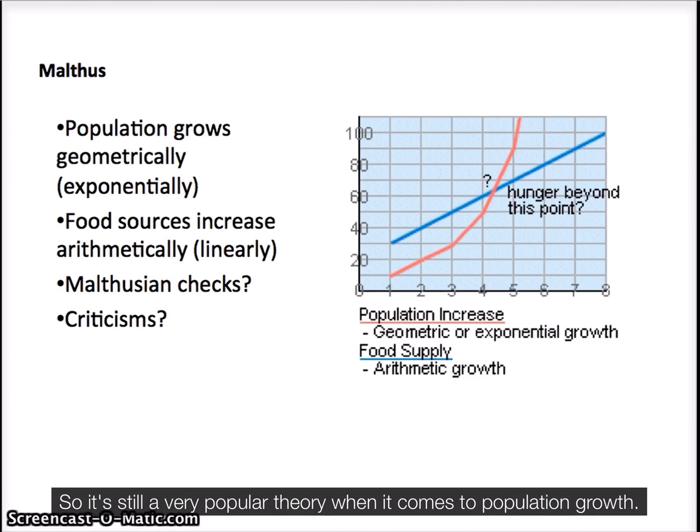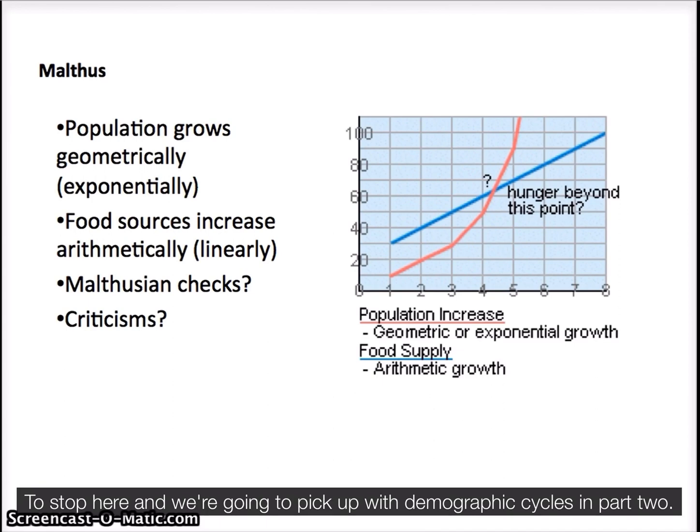We're going to stop here, and we're going to pick up with demographic cycles in part 2.